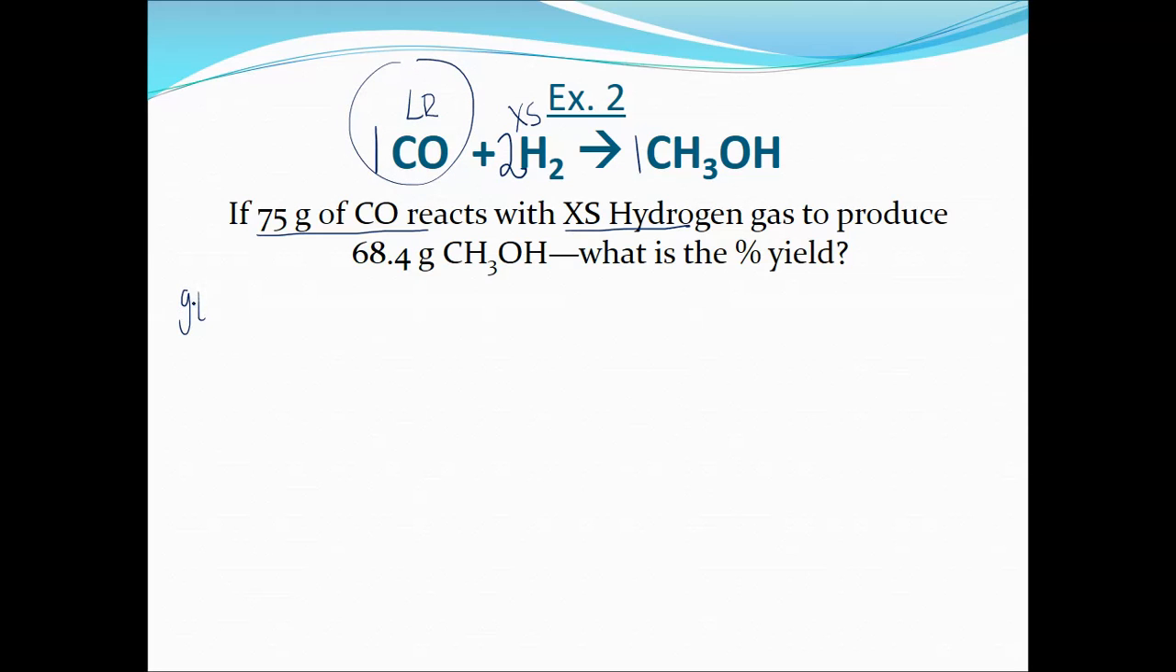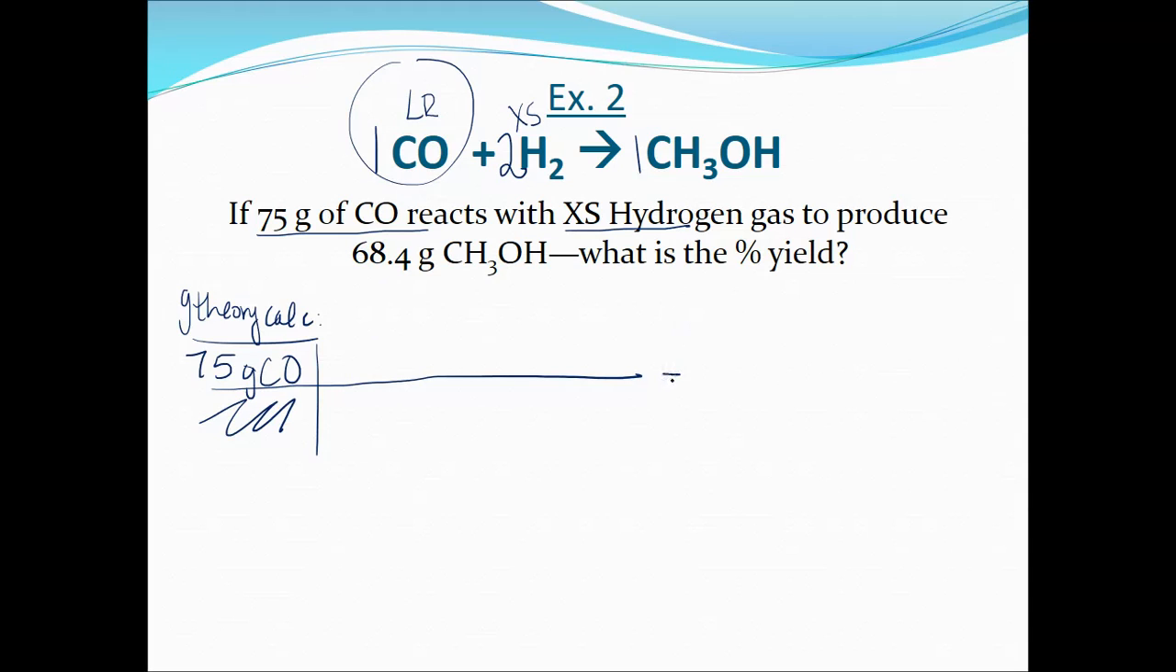So we're going to do our grams theory calc, because you always have to do that. That is always your 3-step problem. So we're going to start with 75 grams of CO. And we're trying to convert it to grams of the theoretical substance. So in this case, the only product is CH3OH. So it says that this produced 68.4 grams of CH3OH. That is actual. It actually produced that, and it wants us to find percent yield.